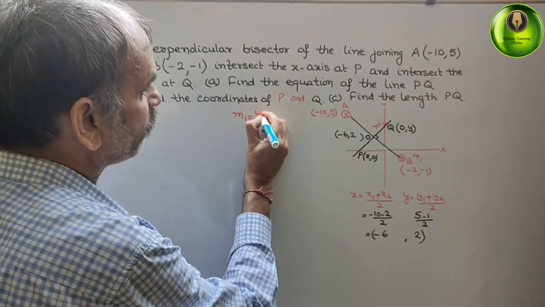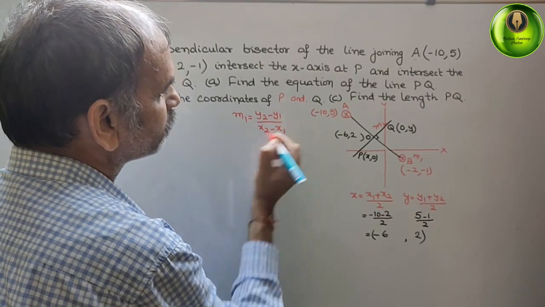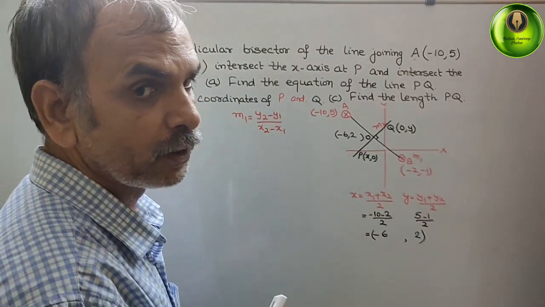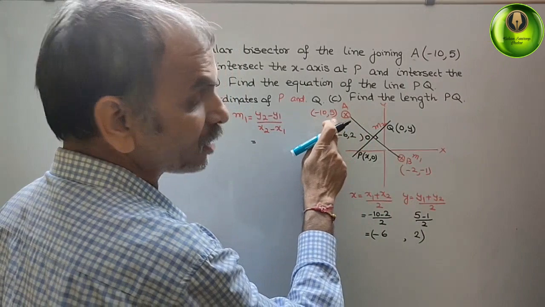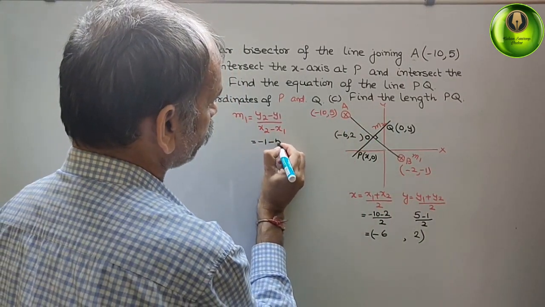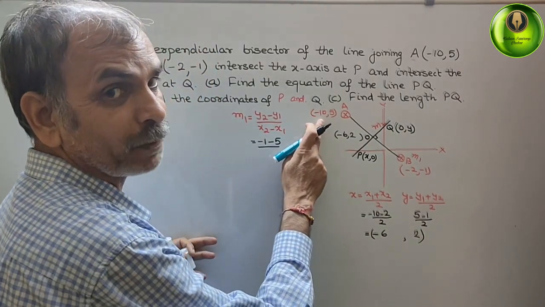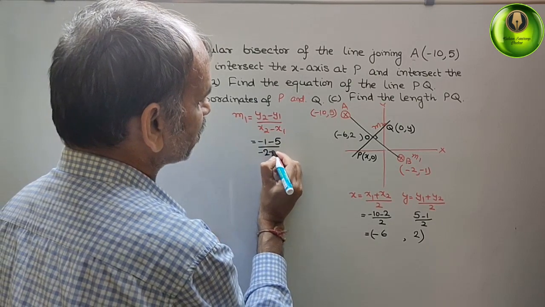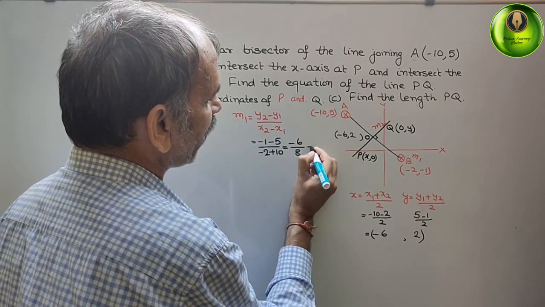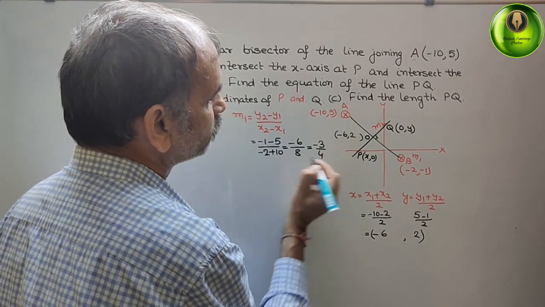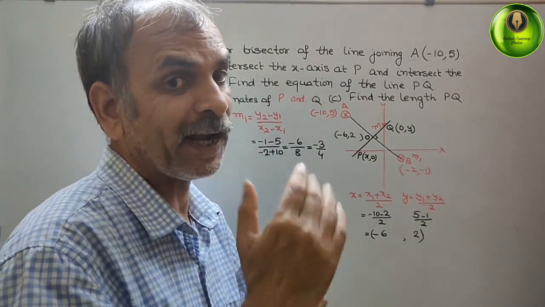The formula is (y2 - y1)/(x2 - x1). Now we will just substitute that. (-1 - 5)/(-2 - (-10)), minus of minus 10 is plus 10, so -2 + 10. That is equal to -6/8, which is equal to -3/4. So if M1 is -3/4, what is your M2?